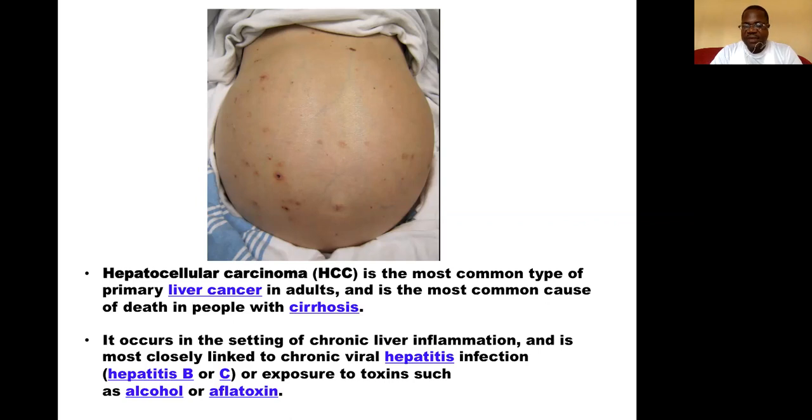So it's the most common primary liver cancer in adults, and the most common cause of death in people with cirrhosis. It occurs in a setting of chronic liver inflammation and is most closely linked to chronic viral hepatitis infection, mainly hepatitis B and hepatitis C. Or sometimes, besides the viral cause, it can also be associated with alcohol or the use of products like maize that, if not well stored, contain what we call aflatoxin. So it can also lead to cancer of the liver.